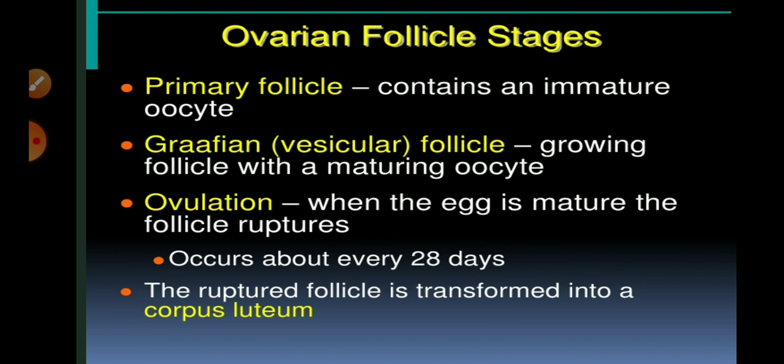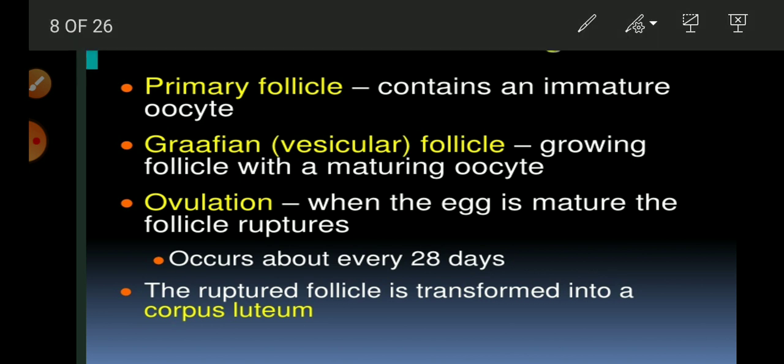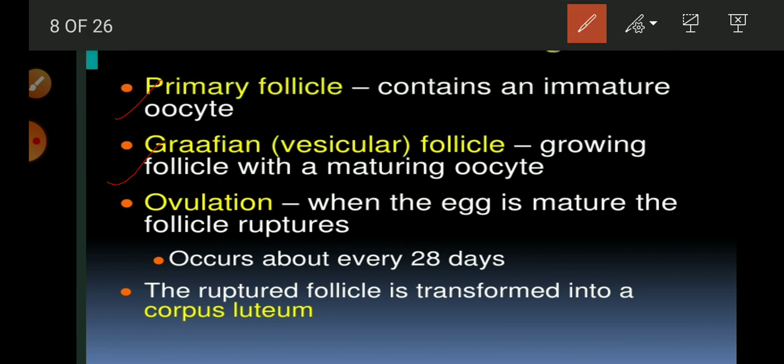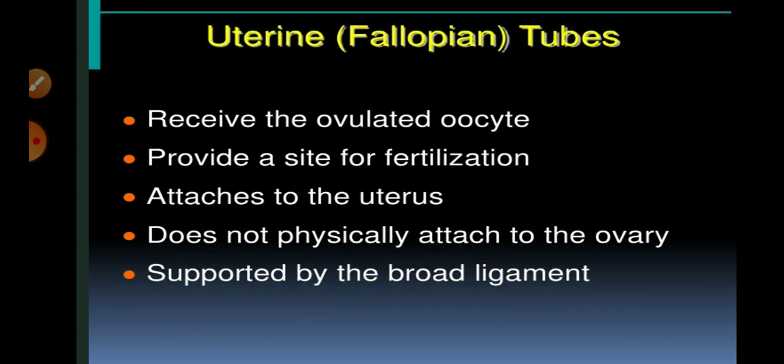So you can see the ovarian follicle stages. First is, as we have seen before, the primary follicle containing an immature oocyte. Then we have the Graafian follicle, that is a growing follicle with a mature oocyte. Then ovulation, when the egg is mature, the follicle ruptures and this occurs about every 28 days. The ruptured follicle is transformed into the corpus luteum.